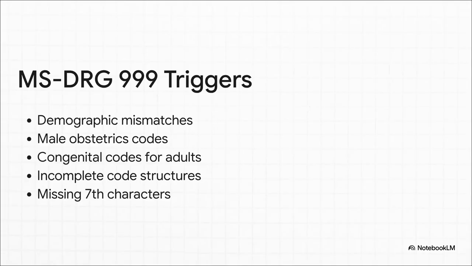Shifting over to MS-DRG 999, we start seeing failures stemming from, well, glaring clinical impossibilities. Demographic mismatches are a huge trigger here. Think about coding prostate disease for a female patient or an obstetric condition for a male, or giving a pediatric congenital code to an 85-year-old. The grouper catches that instantly. The other major trigger is incomplete code structures, especially leaving off that crucial seventh character.